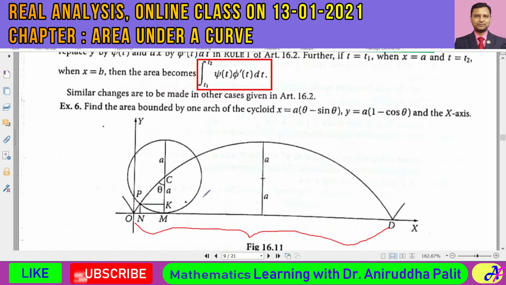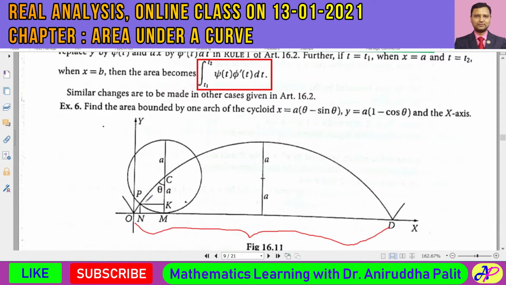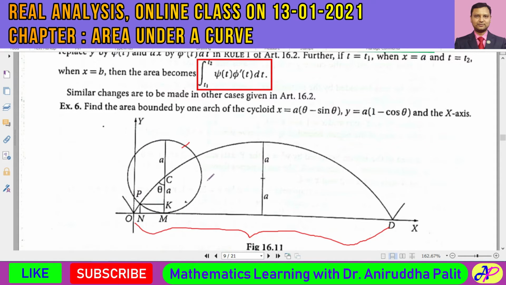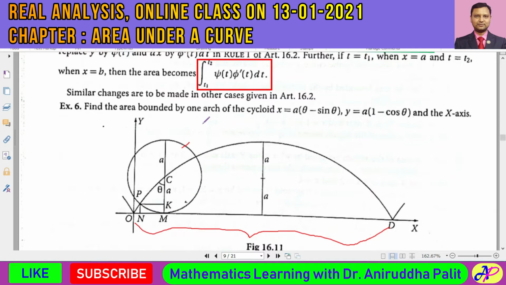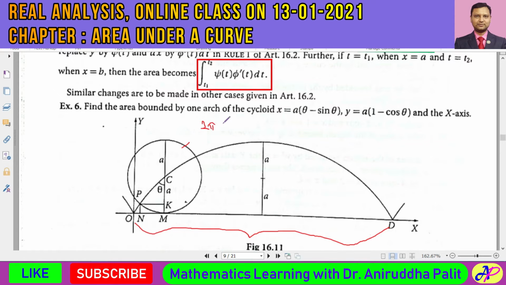And total rotation means if you just rotate a single circle, then you can cut any part of this circle, then the total perimeter is equal to twice pi a. The total arc length of a circle is equal to twice pi a, or the total perimeter of a circle is equal to twice pi a.